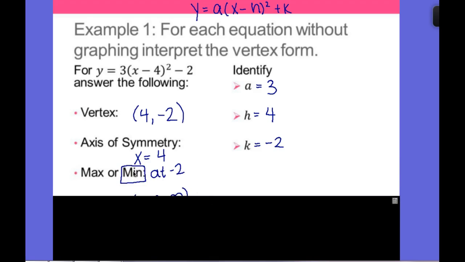This graph has a min because my a value is positive. So the graph opens up like a smile. A smile will have a min because it has a low point at its vertex. So it'll have a min at k, which was negative 2.